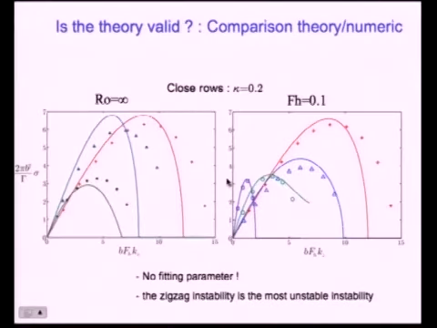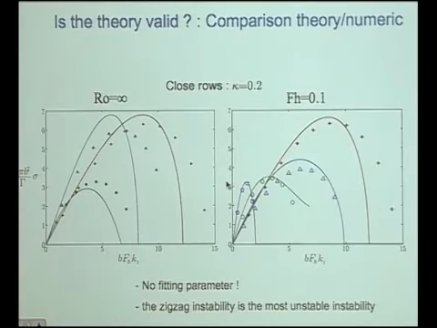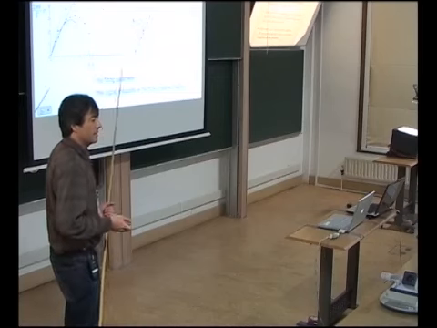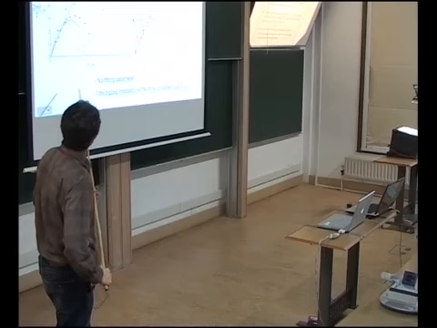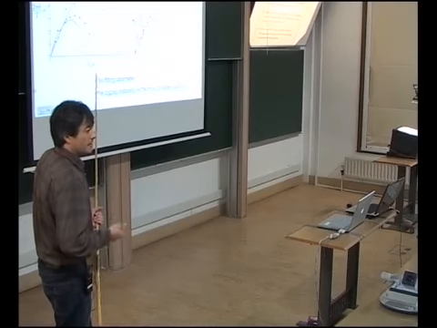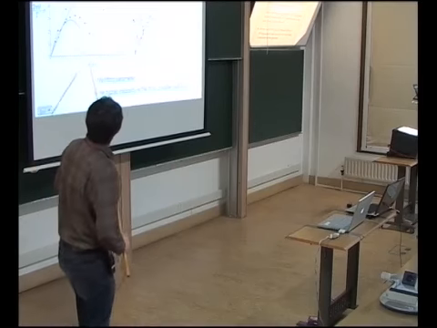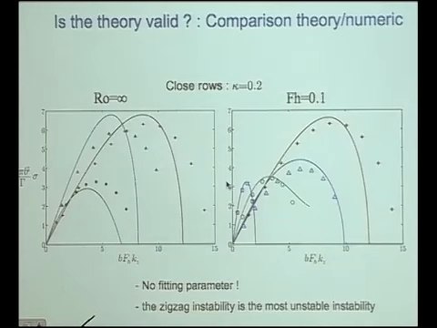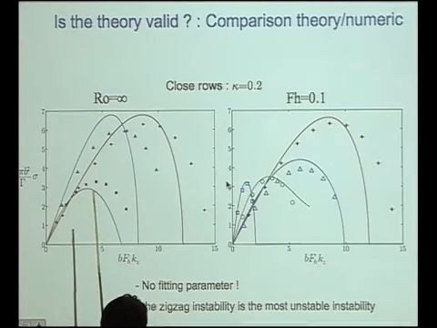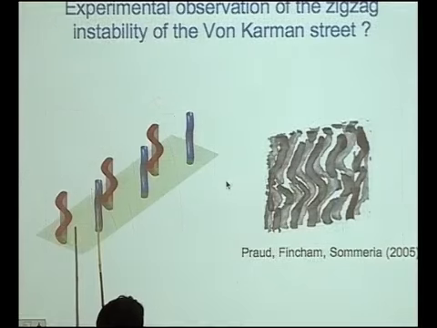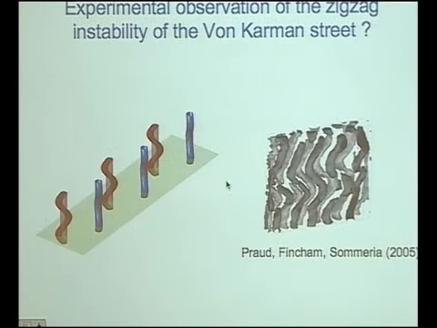This is because of the long wavelength assumption in the theory. But the agreement is good, and even here it's excellent. And I would like to stress that there is no fitting parameter at all in the theory. This also shows that the zigzag instability in this range is the most unstable instability. There could be other types of instability like centrifugal instability or elliptic instability, but here, the zigzag instability is more unstable than these.